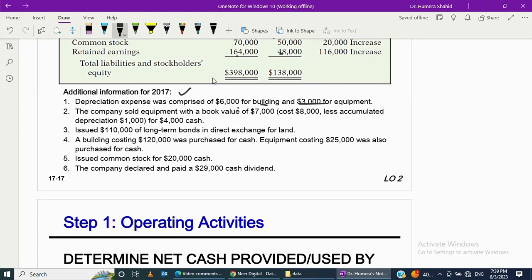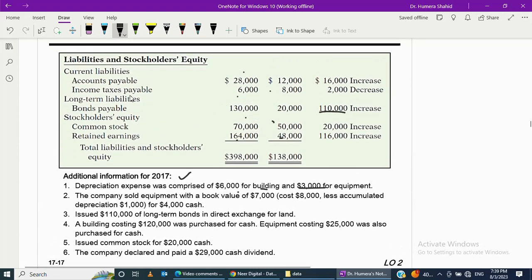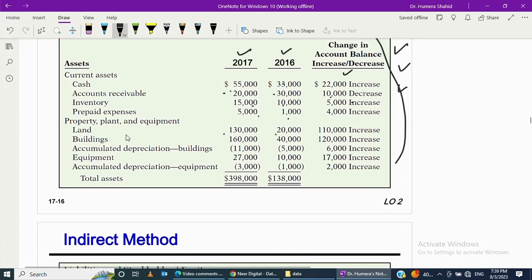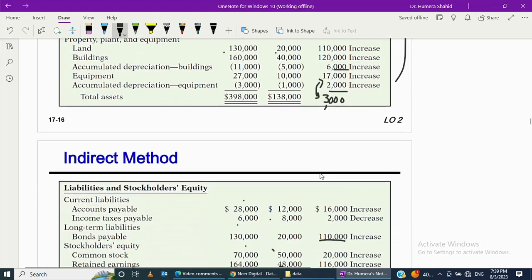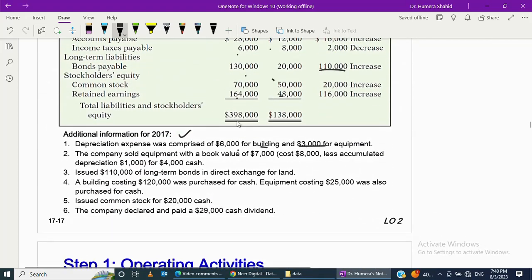Okay, 6,000 for the building. Can you see here? This is building. Accumulated depreciation 6,000 increase, and the equipment 2,000 increase, but do remember they said 3,000. I will tell you why it is like that. Just remember for a few minutes. I'll make it very clear in a while. But we know how much is depreciation expense.